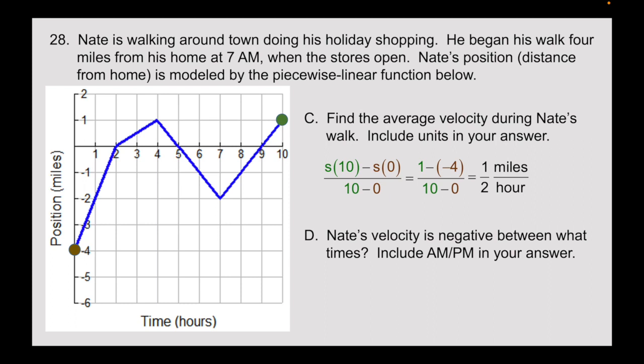For D, Nate's velocity is negative between what times? When we're looking at that part, we're looking at where the slope is negative. And there's only one time that the slope is negative, right here, between this point and this point. So if this is 7 a.m., this is 8, 9, 10, 11 a.m., and then this would be 12 p.m., 1 p.m., 2 p.m. So it's between 11 a.m.